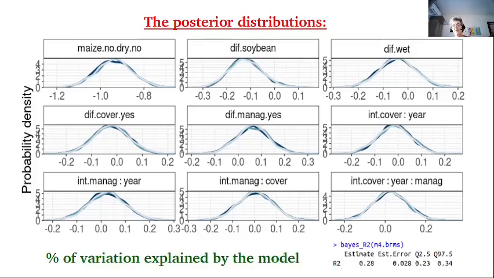The percentage of variation explained by the model is relatively small. It's about 28%, with a credible interval between 23 and 34%. This is using the metric devised by Gelman et al. in a paper in 2018.